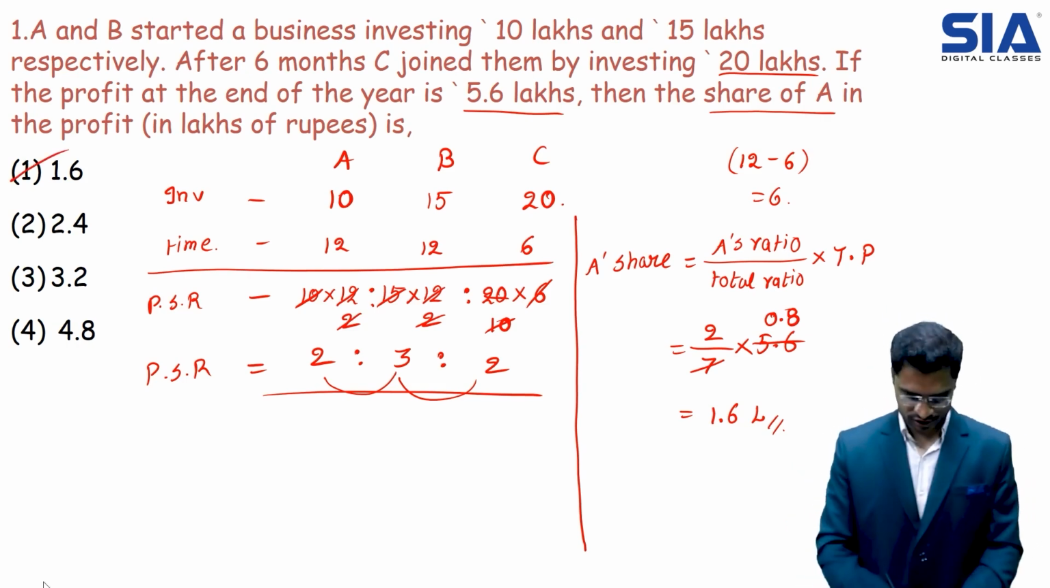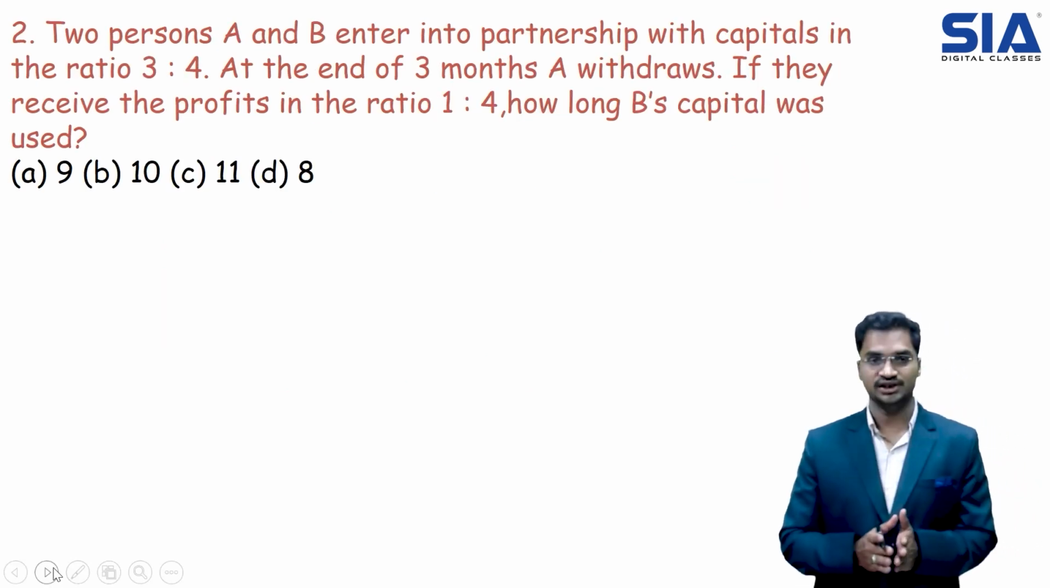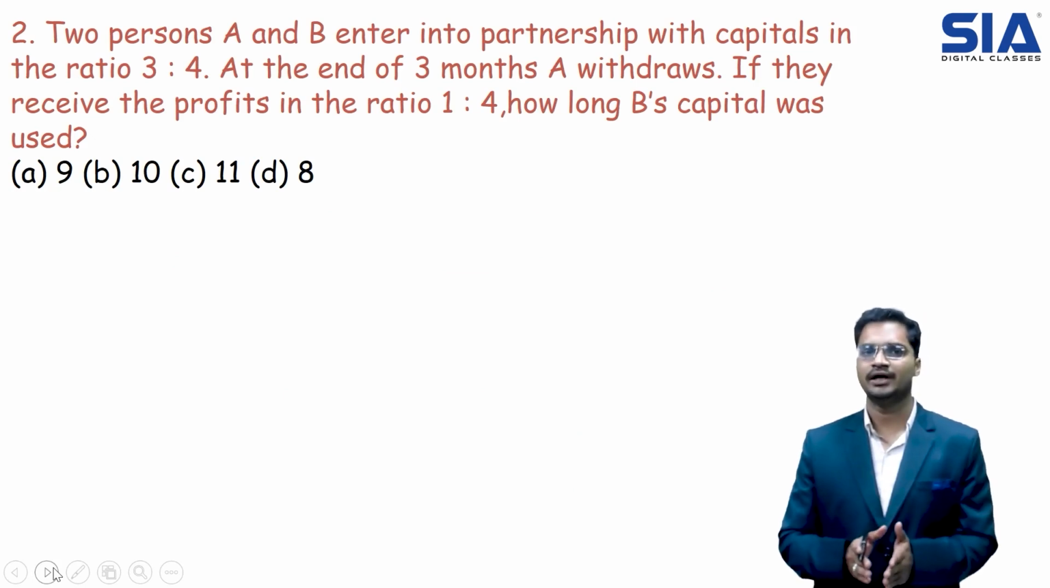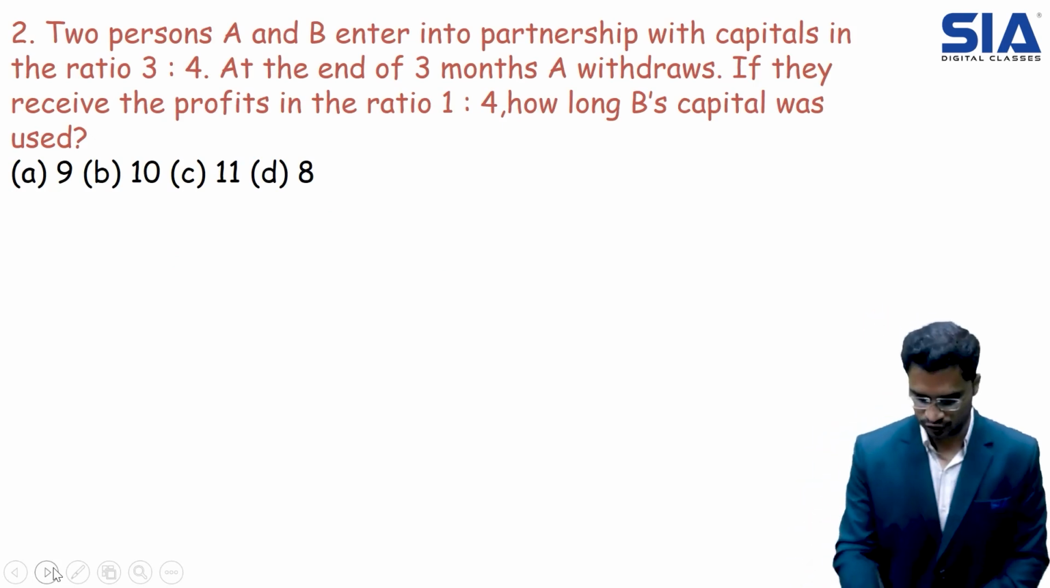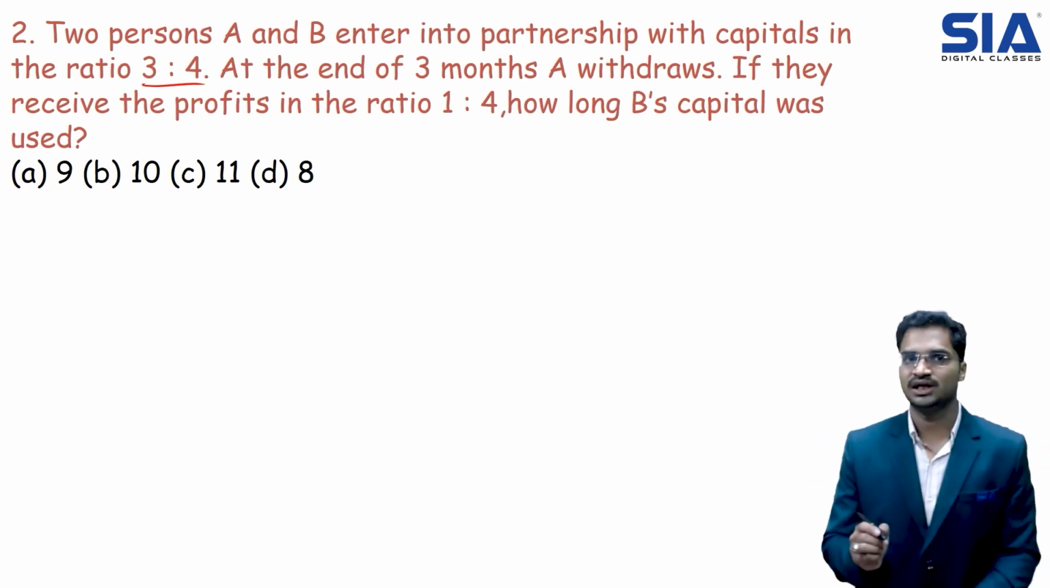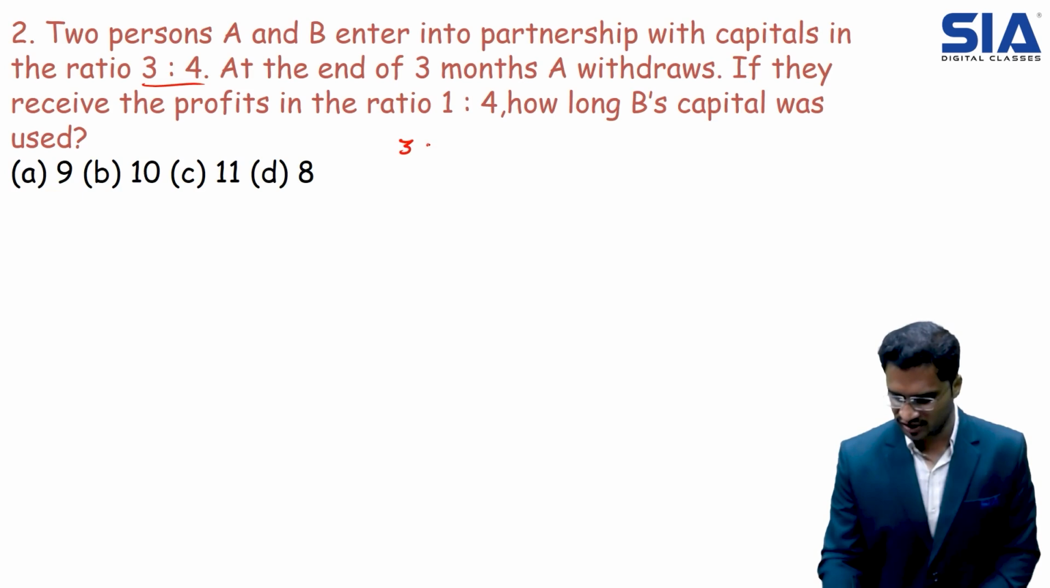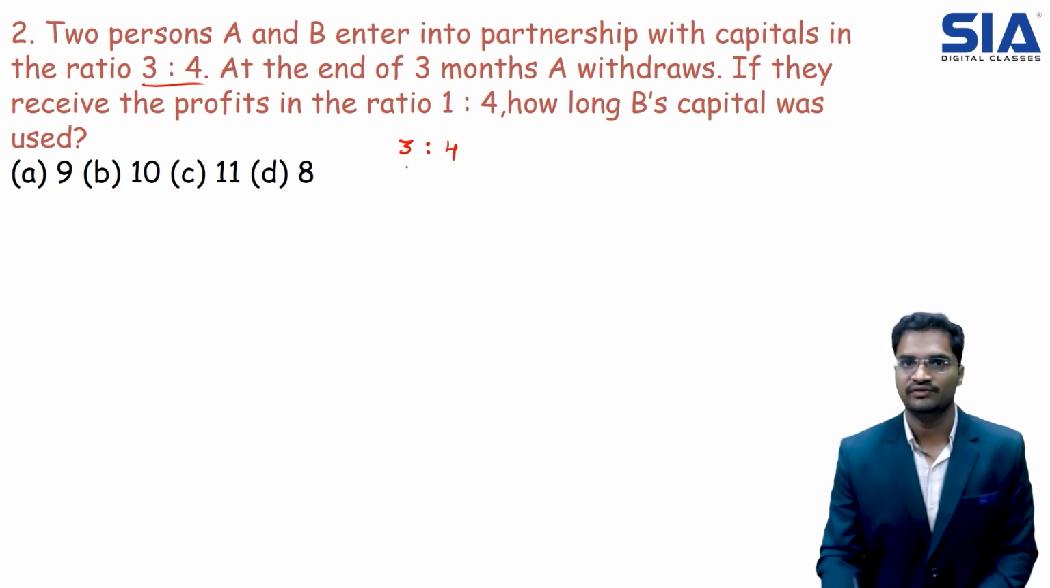Now coming to the next question. In this question, he is saying that two persons A and B enter into partnership with capitals in the ratio 3:4. Their capitals or investments are in the ratio 3:4. If their investments are in the ratio 3:4, then their actual investments will be 3x and 4x. This is the ratio, this is the actual value.